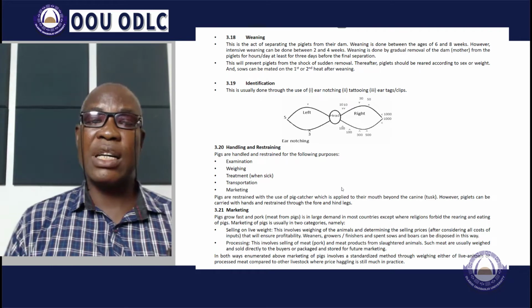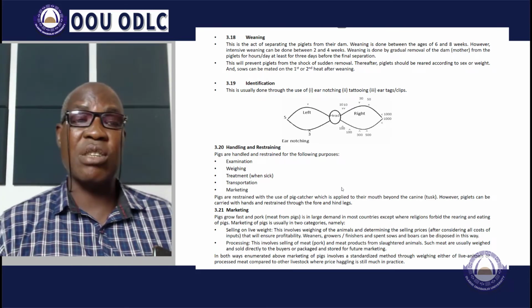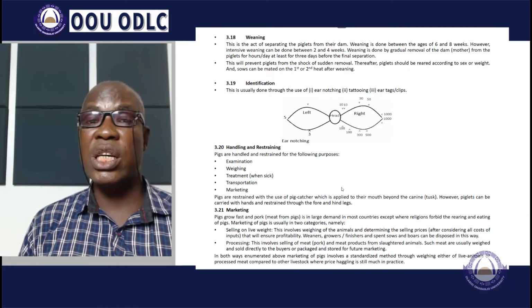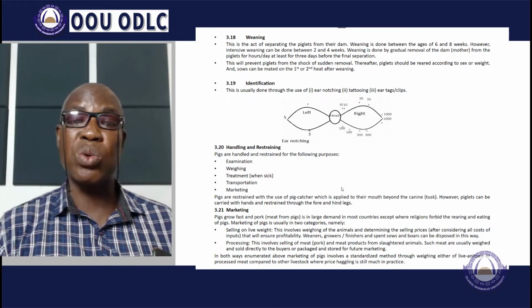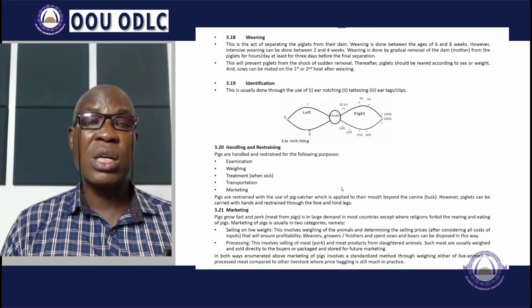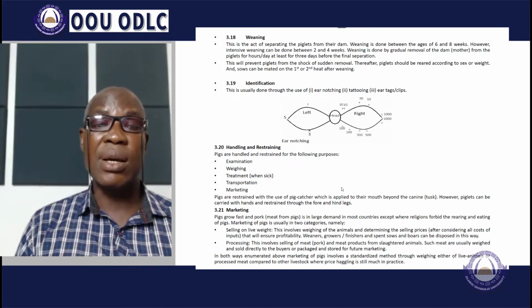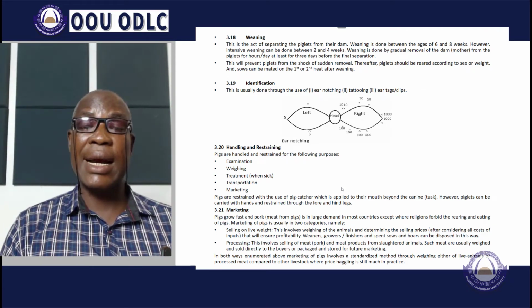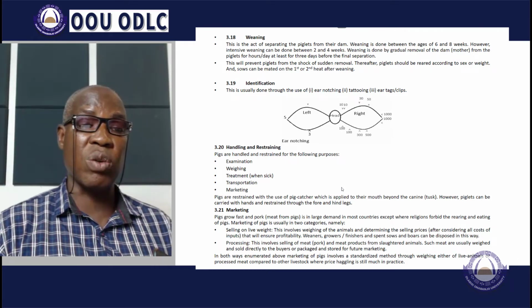Identification. How do we identify our animals? There are so many ways to identify our animals in case there is a mix-up. We can use ear notching, we can use tags or clips, and we can do the tattoo. Ear notching, we have a picture of ear notching here that you can see both the left and right ears of the animals, and the numbers representing each one of them.